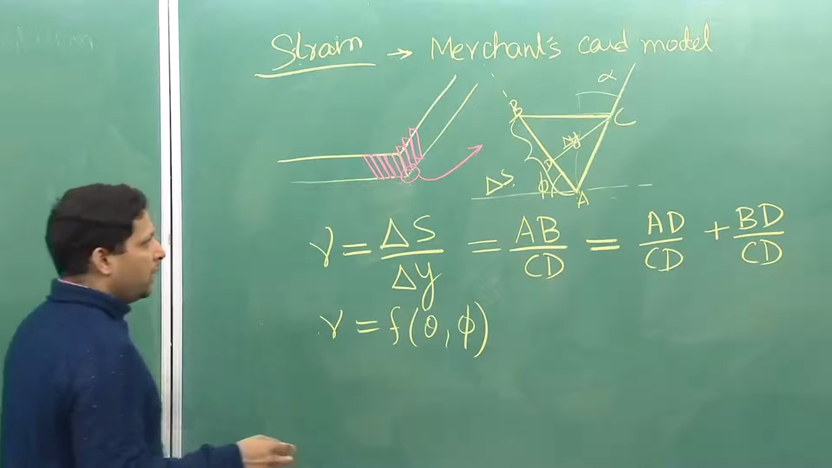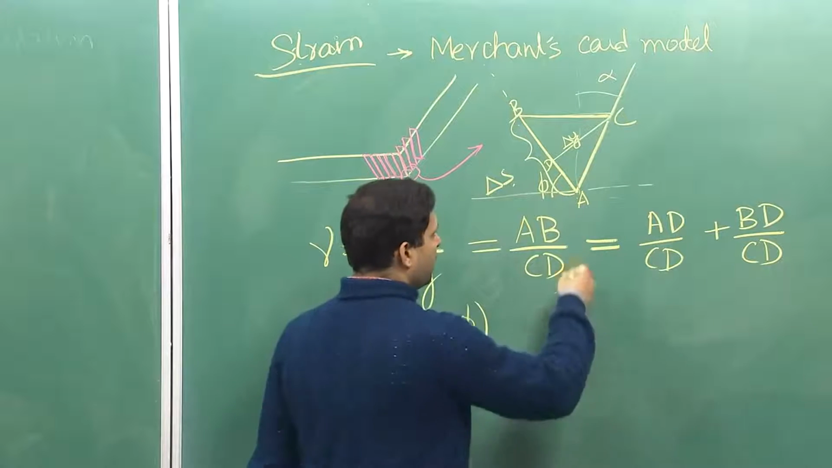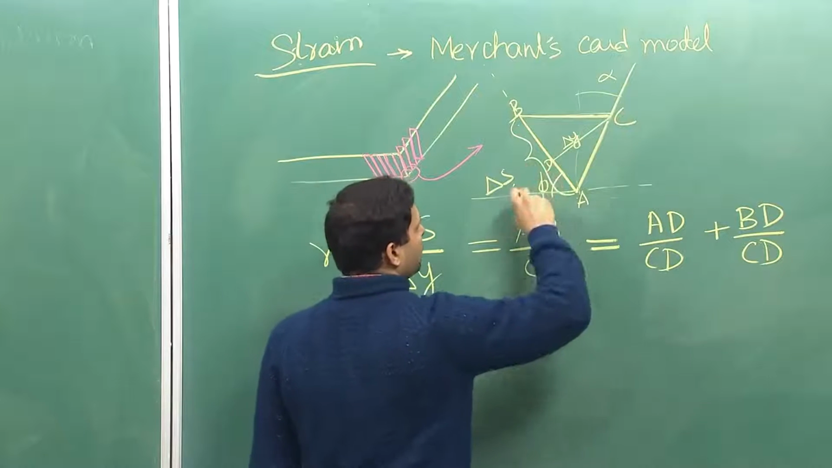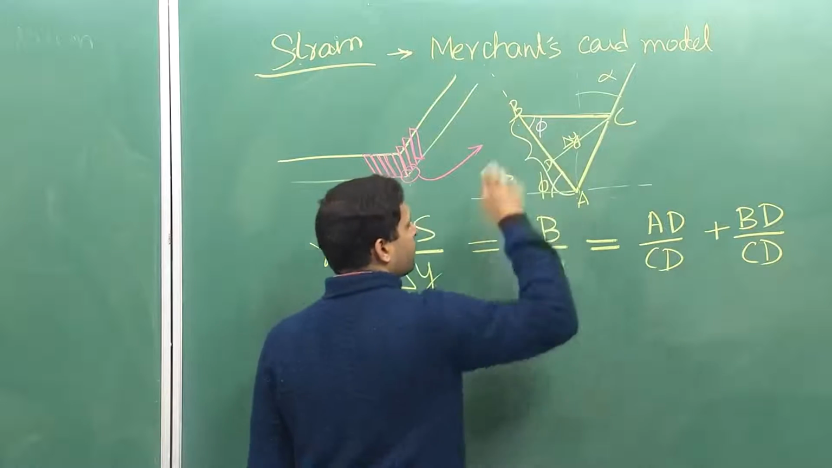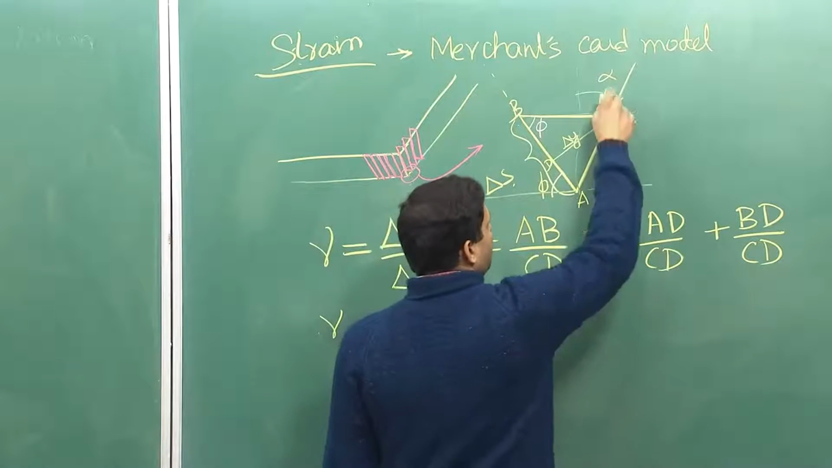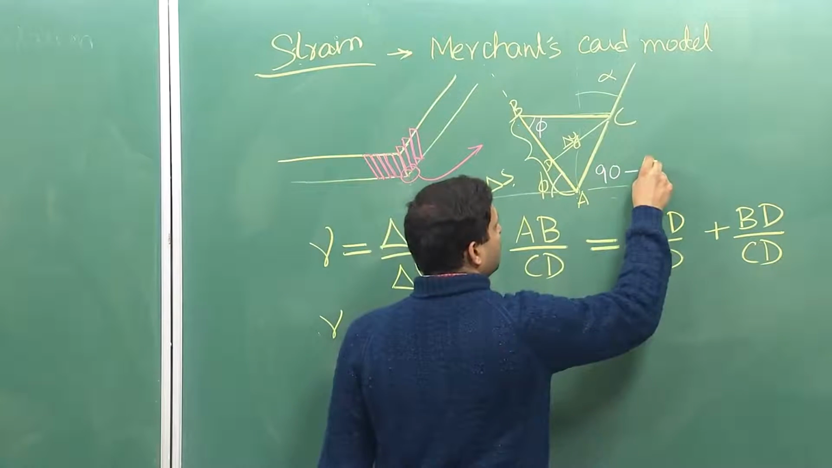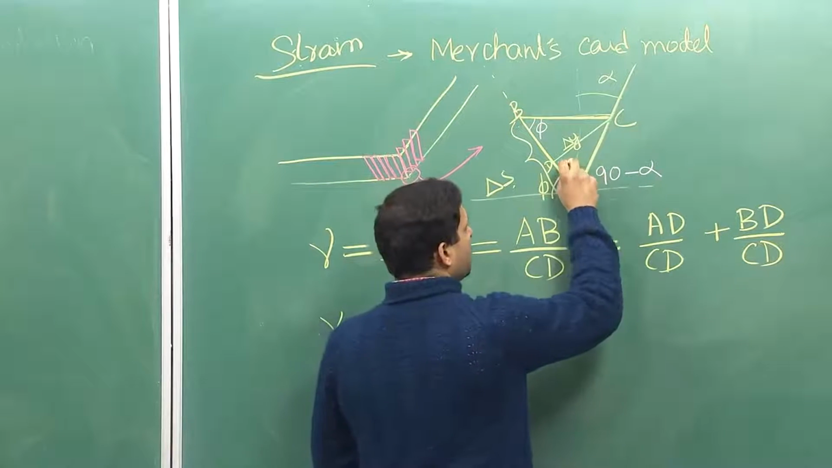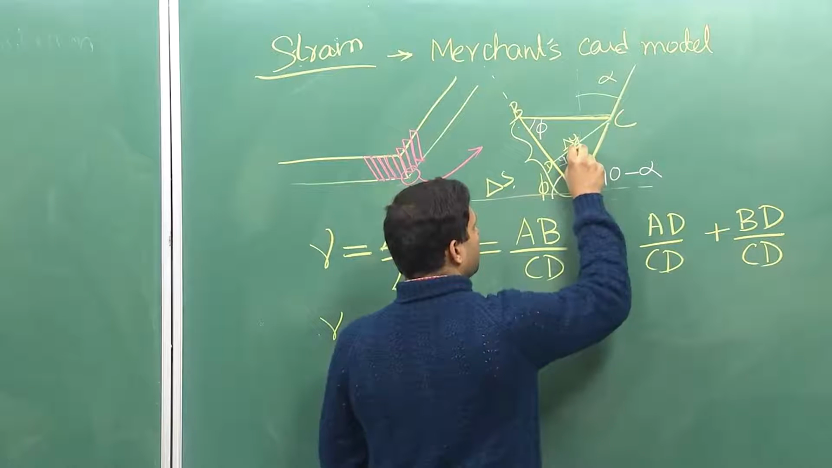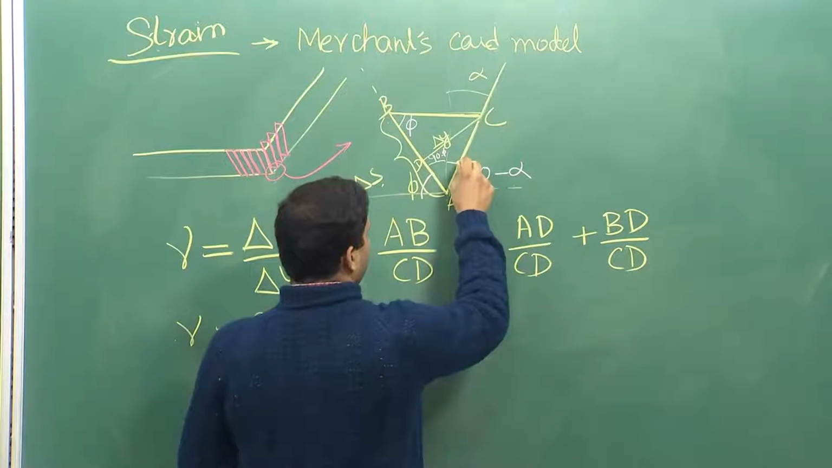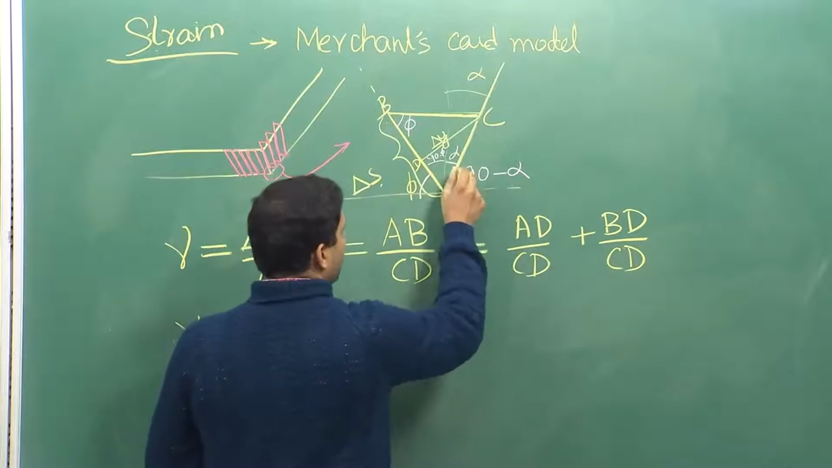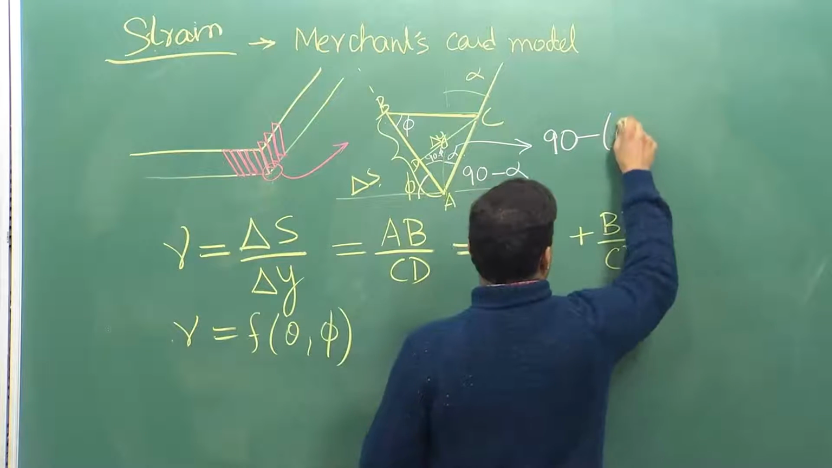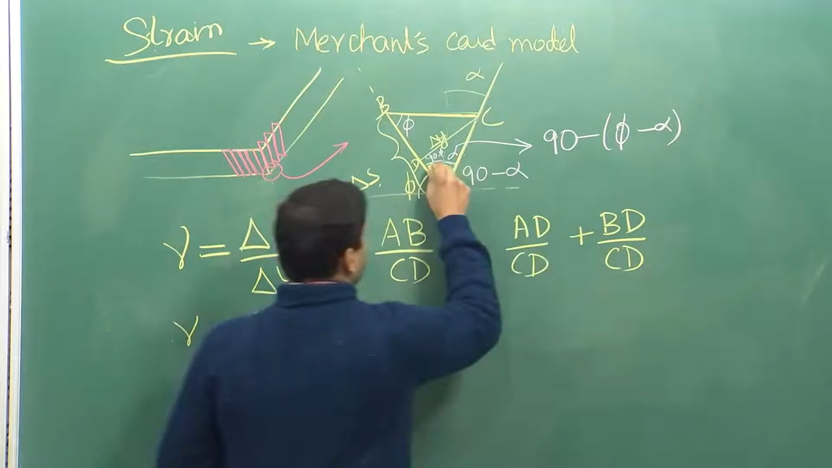Okay, so now let us come back. Here we talked about the geometry. So, this is phi angle, this is alpha angle. Now, if this is phi and these are two horizontal lines, this becomes phi. If this is alpha, this becomes 90 minus alpha, and if this is phi, this becomes 90 minus phi, and if this is 90 minus phi, this of course is alpha. So, this inside angle becomes 90 minus phi minus alpha, this angle.